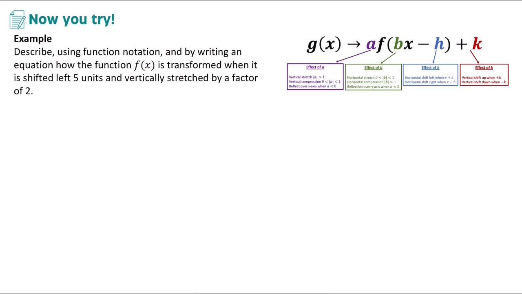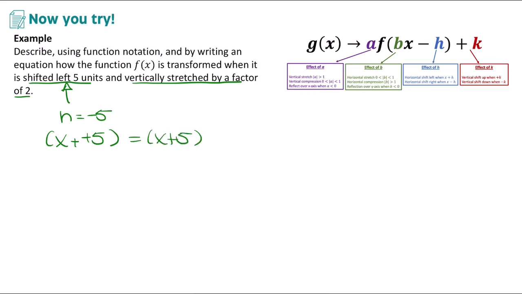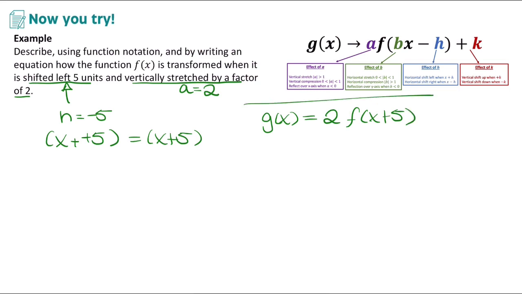So here it says, how is the function transformed when it's shifted left 5 units and vertically stretched by a factor of 2? Okay, left 5 units. So left 5 means my h is going to be -5, right? So when I plug that in, that's going to be like x minus -5, which is just going to turn into a plus, so that's going to be x plus 5, right? So that's what's going to change my input of the function. Vertically stretched by a factor of 2 means that a equals 2. So if I write this as a function rule, that means that g of x equals 2 times f of x plus 5. Okay, so that's function notation.